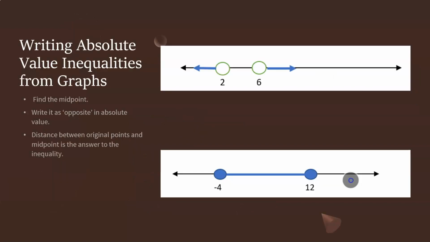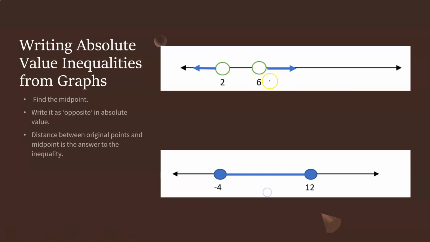Okay, we have a couple more things to do. We're going to write absolute value inequalities from graphs. And here's the steps you take. You need to find the midpoint, write it as an opposite in absolute value, and then you set it equal to the distance between the original points and the midpoint. So let me show you how this is done.